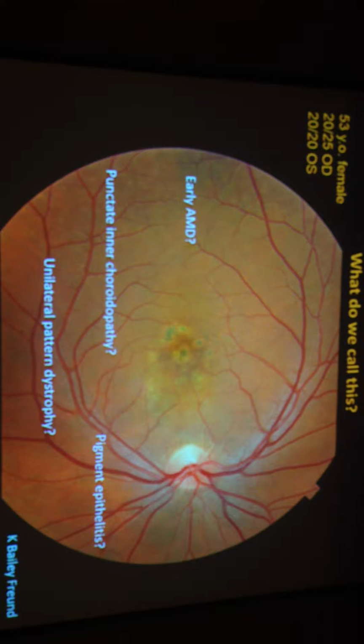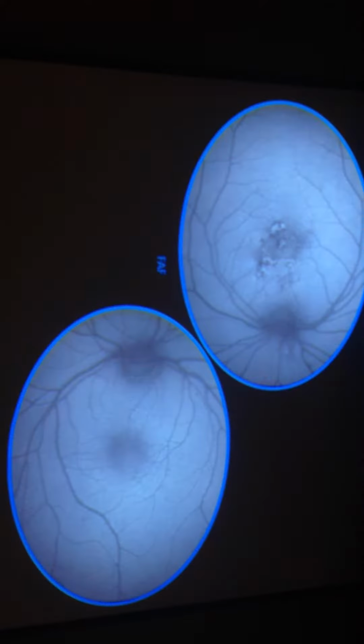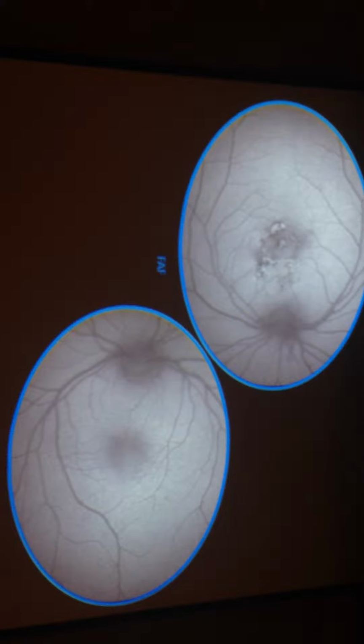And you notice in the fellow eye, it's unremarkable. There are no changes in the fellow eye. When you do the fundus autofluorescence, the RPE changes show up much more evidently. You can see in the right eye here. And this pattern looks pretty similar to a pattern dystrophy, but you know it's very rare to get a unilateral pattern dystrophy.